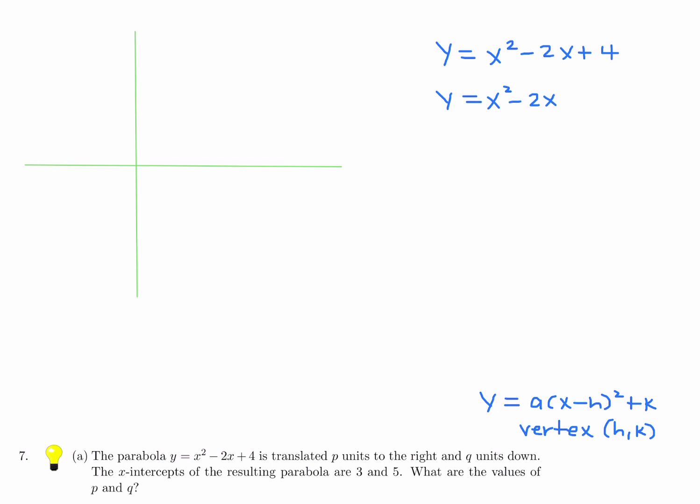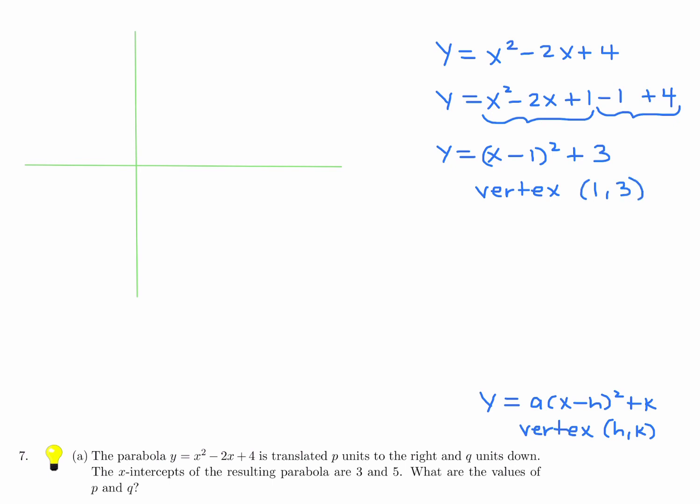So half of this is negative 1. If you square that, it's 1. Then immediately you have to subtract it. And then don't forget about that 4. This part factors, and it becomes (x minus 1) squared. And this part is going to become 3. So this is the form that allows me to figure out the vertex, and in this particular equation, the vertex is (1, 3).